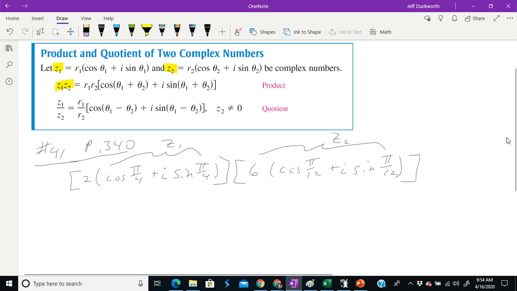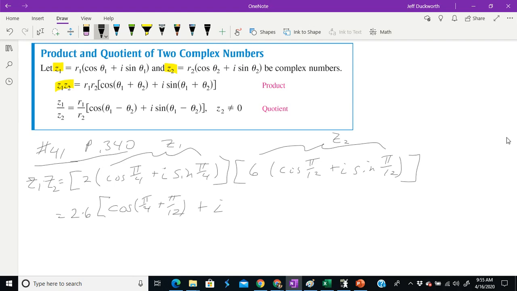So this is again Z1 times Z2. That equals that. And so we multiply the two r's together, so that's 2 times 6. And then we take the cosine of each of the individual angles, so pi by 4 and then pi by 12. And we add that to the sine, or i sine, of those same two angles.